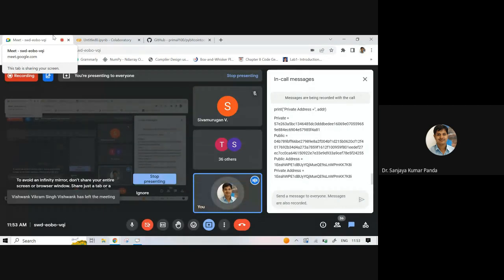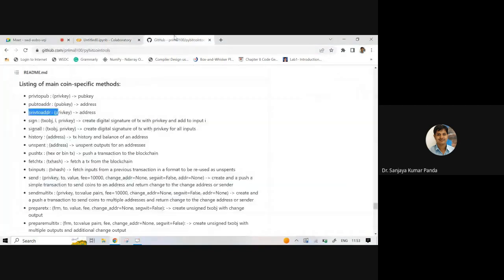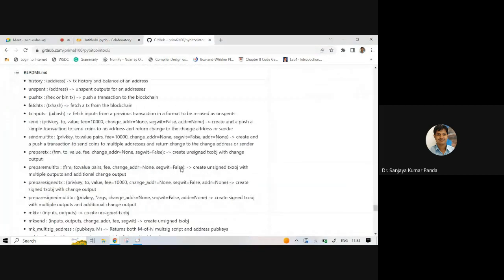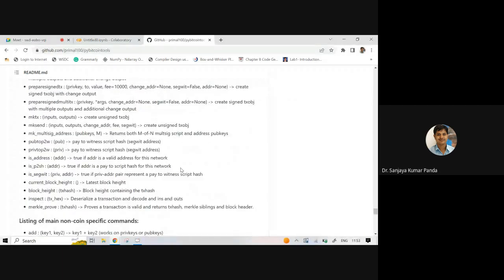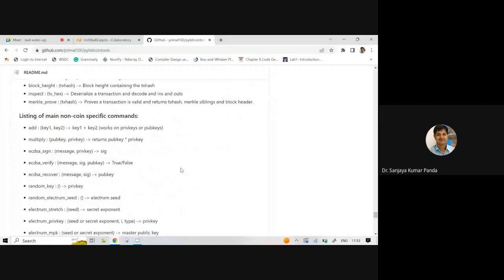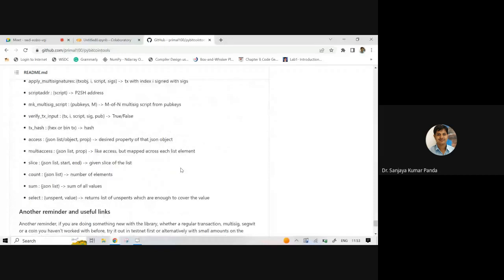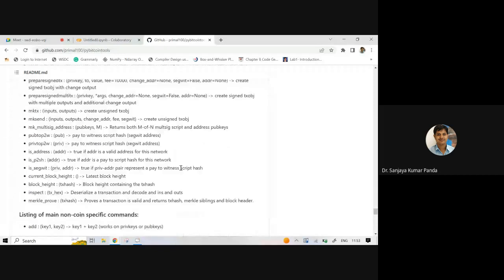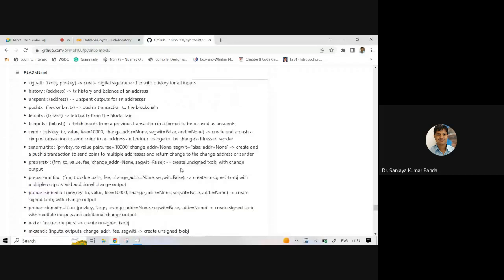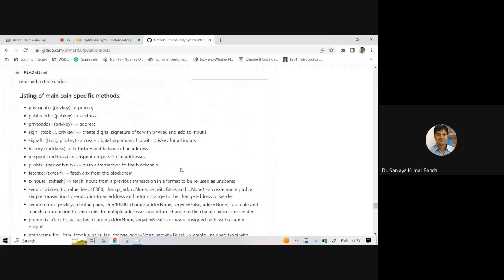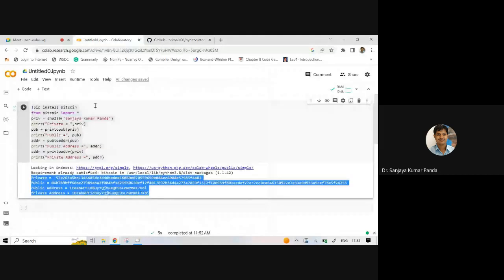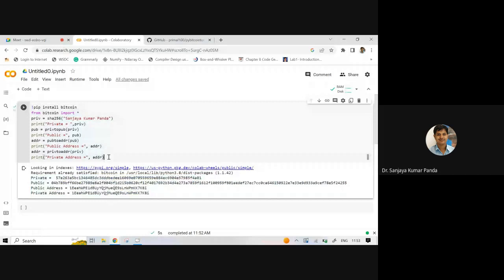Okay, if you want to generate the hash digest also, there is a function given here that you can use. You can see there are a lot of functions. You can try these functions whenever you are free and practice them.